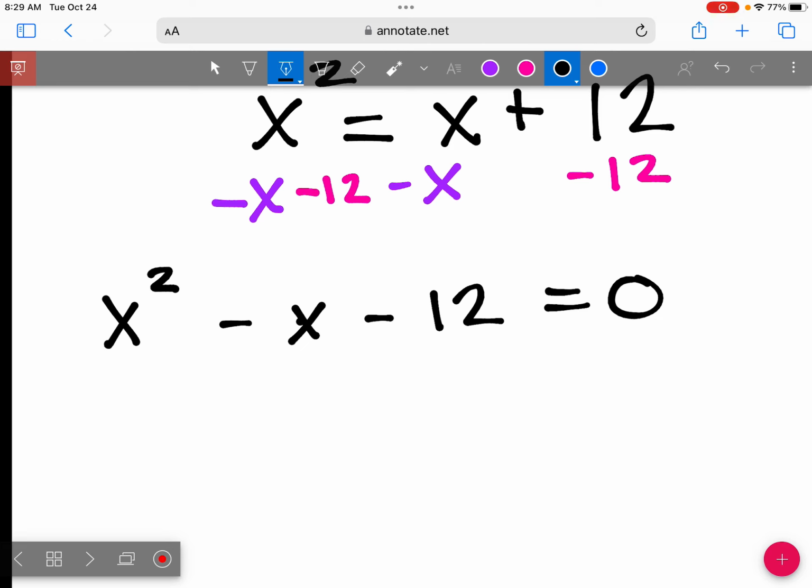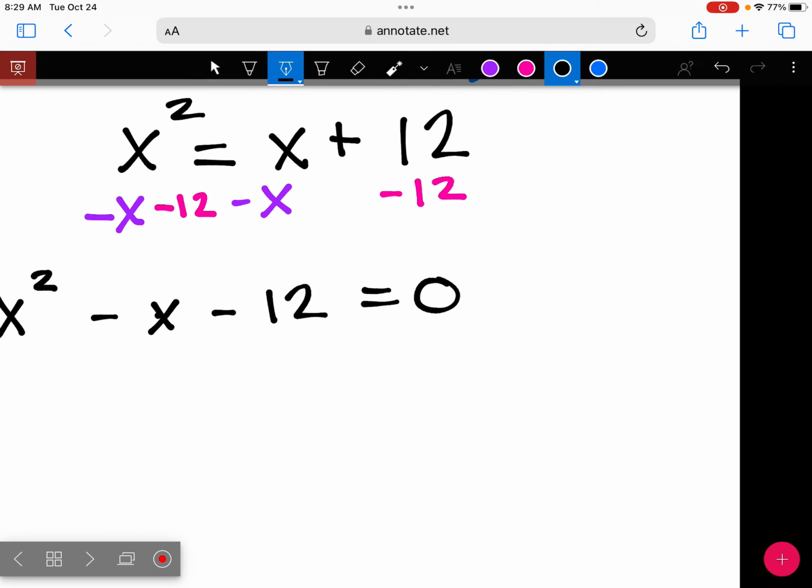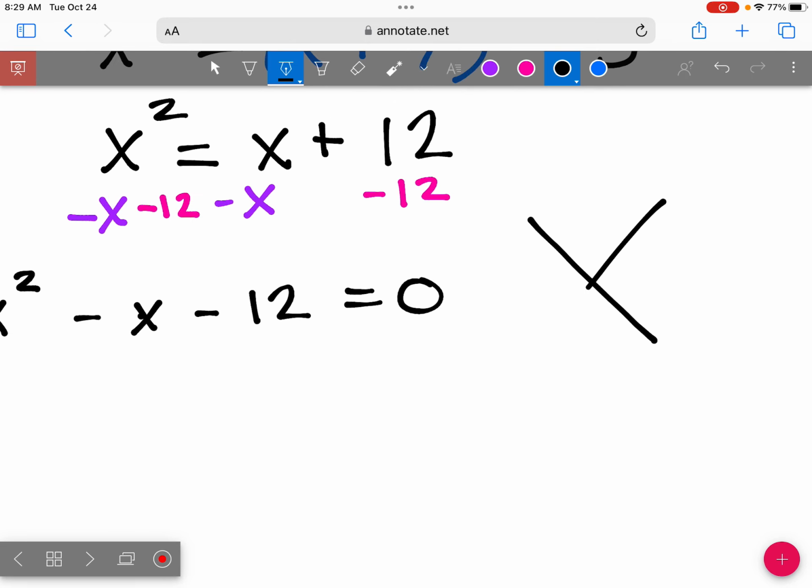How do you want to solve this? Factor. Let's see if we can factor it. Let's make our x. A times c at the top, 1 times negative 12 gives me negative 12, which I'm going to do in a different color. And my b at the bottom of negative 1. Is there a pair of numbers that multiplies to make negative 12 and adds to make negative 1?